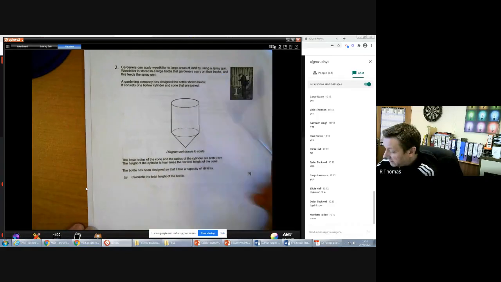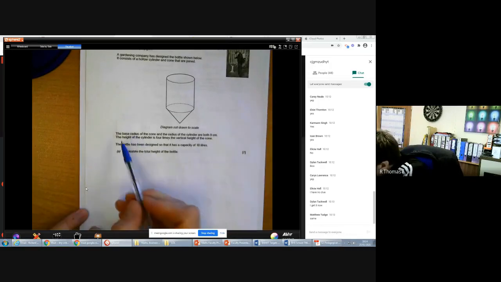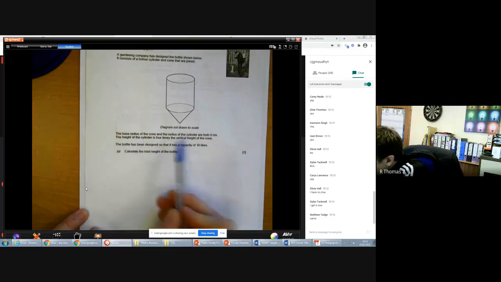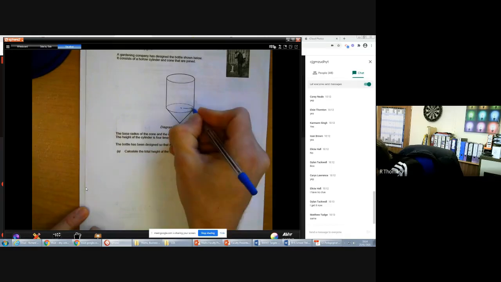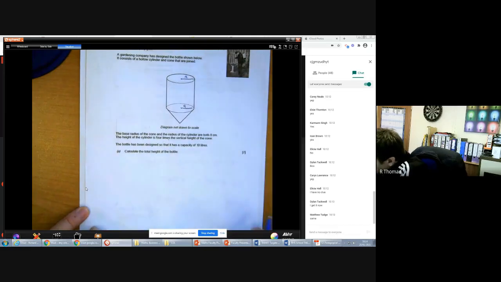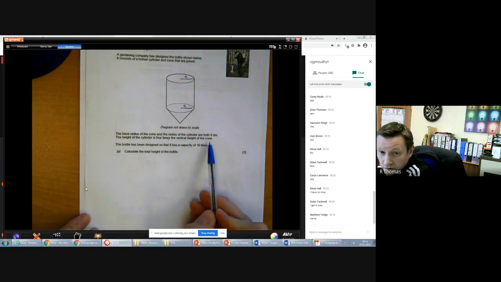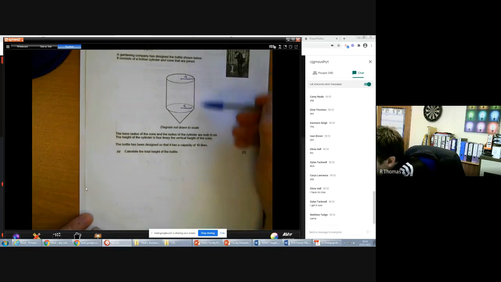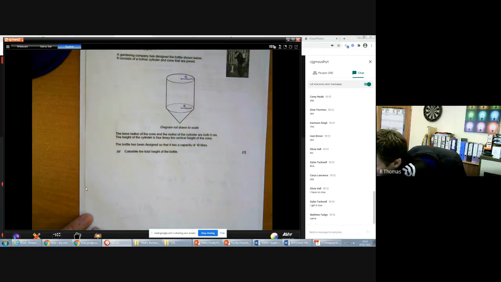It says the base radius of the cone and the radius of the cylinder are both 9, right? Well, I like to label it in. It instills me with confidence. There we go. It says the height of the cylinder is 4 times the vertical height of the cone. Oh dear. So it's not giving us the height. That's a shame. But it is telling us that this one here is 4 times bigger than this one here. Okay. The bottle has been designed so that it has a capacity of 10 litres.